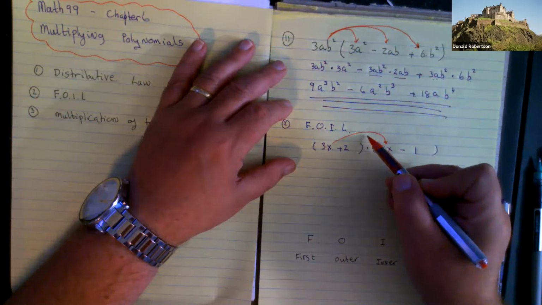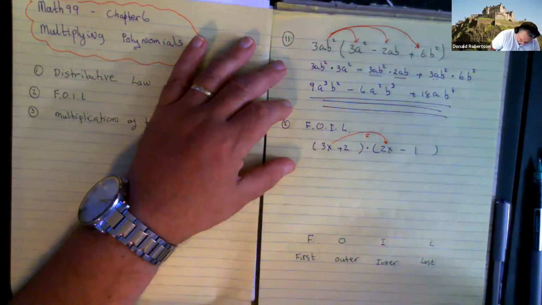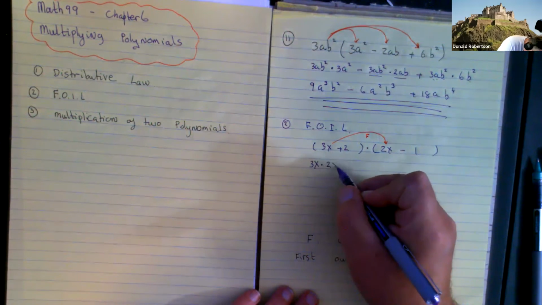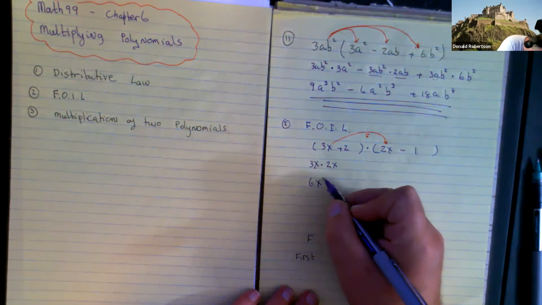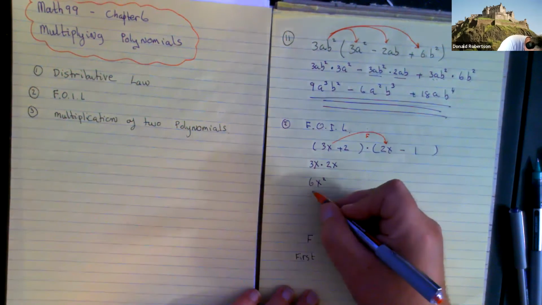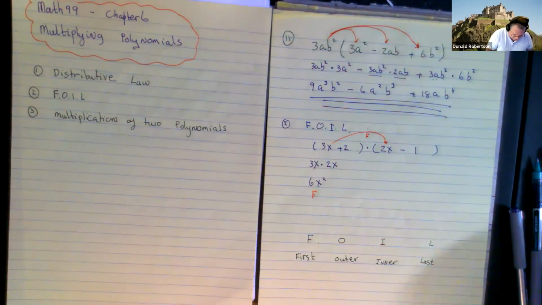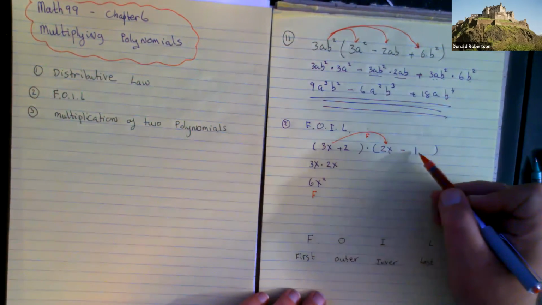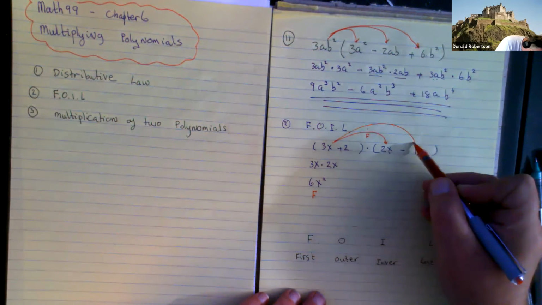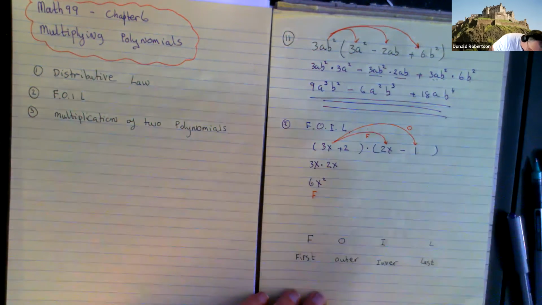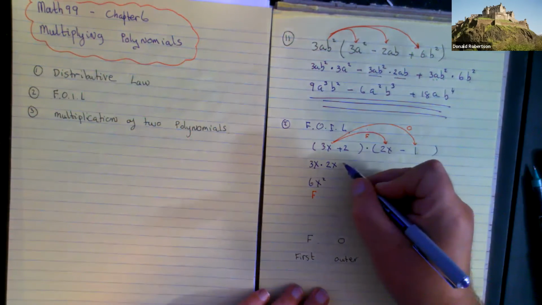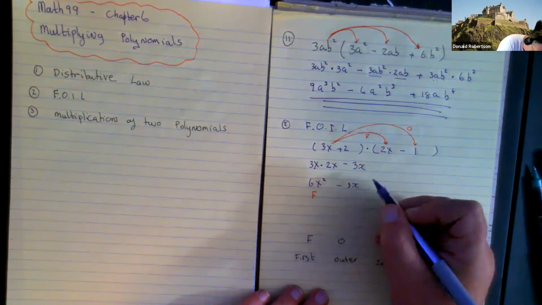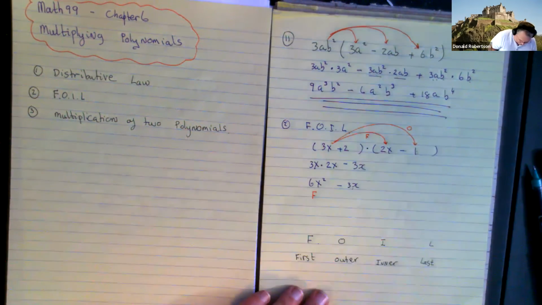times 2x, okay? So that's going to be the F of my FOIL. So it's going to be 3x times 2x, and that gets me 6x squared, and that is the F from FOIL. Now, outer means the outside ones. That's this one and this one. So the outer, the O, is the 3x times the negative 1. So I know the answer to that is negative 3x. I don't need to write down calculation. Right, 3x times negative 1 is negative 3x.